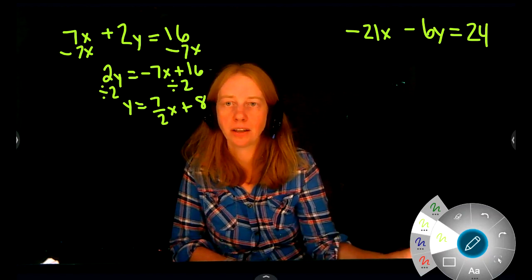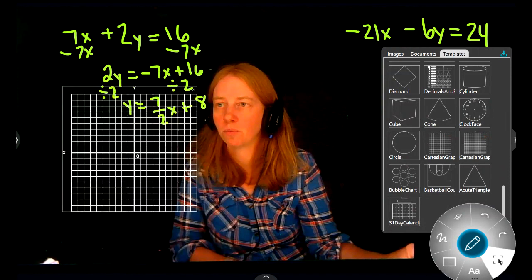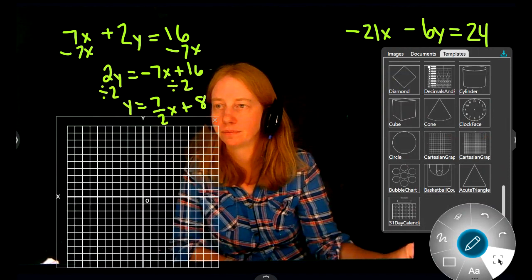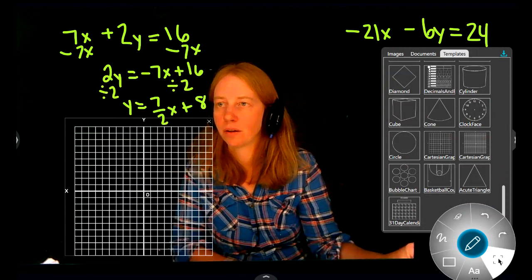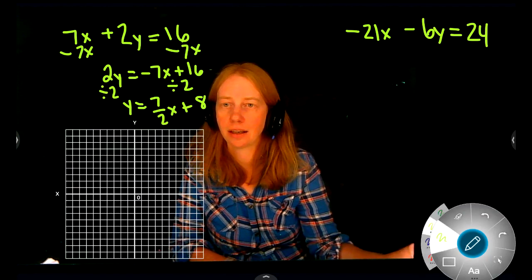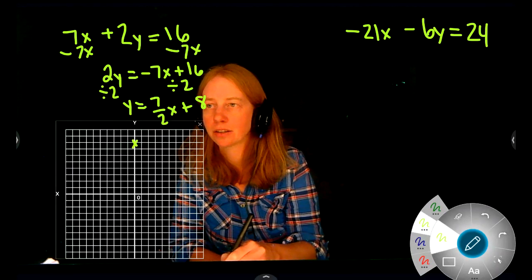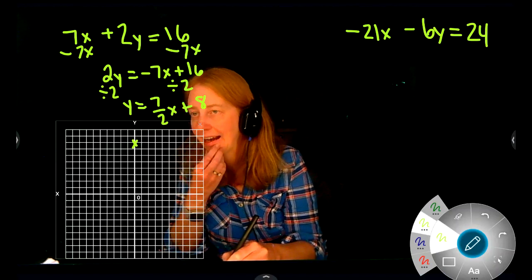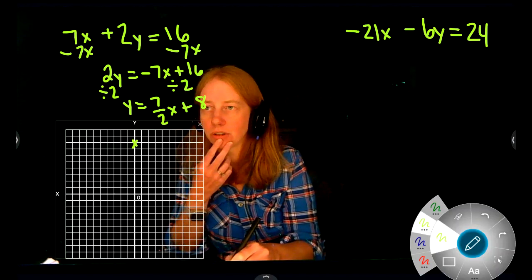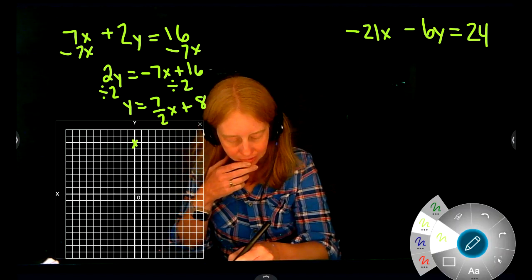Now, I think I'm going to go ahead and graph this one first. I kind of want to just see what I'm working with. So here we go. This is going to be where I graph my lines. Let me get rid of that and pull this up. So I have plus 8. So 8 is right here for my y-intercept. And I have up 7 over 2, which is kind of farther than I want to go with that.